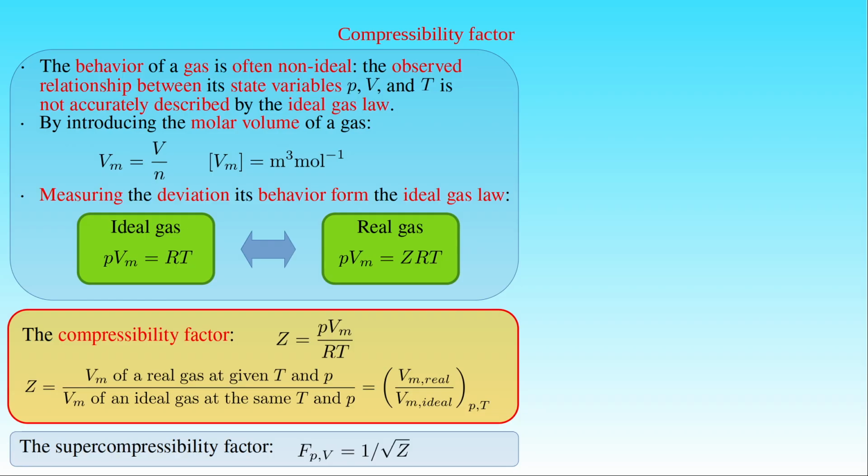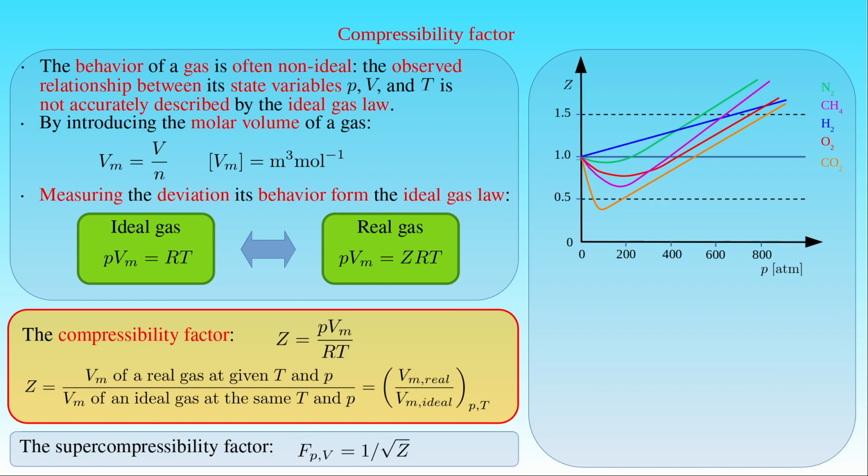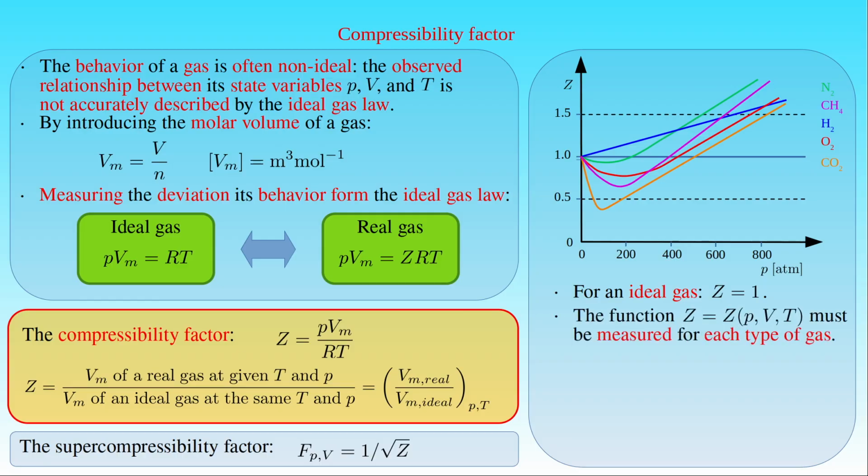Here we show the compressibility factor of a given amount of gas measured at a given temperature for hydrogen, oxygen, carbon dioxide and methane as a function of gas pressure. By definition, the compressibility factor is equal to 1 for an ideal gas, and as the diagram shows, Z tends to 1 at low pressures for all the types of gases. The very different curves for the deviation factor seen in the diagram also indicate that Z as a function of pressure, density or volume, and temperature must be measured for each type of gas, since it is not a universal function for real gases.